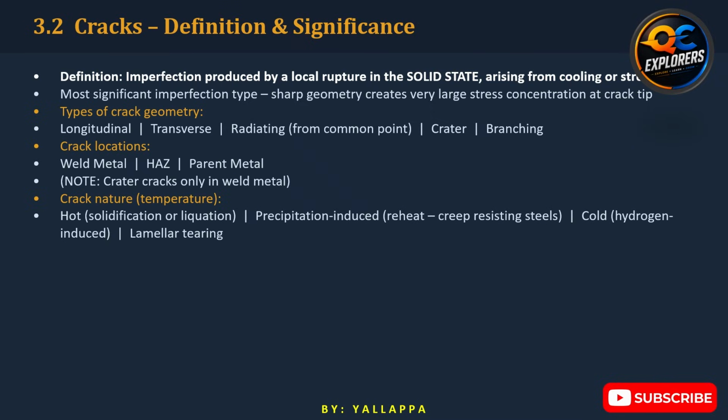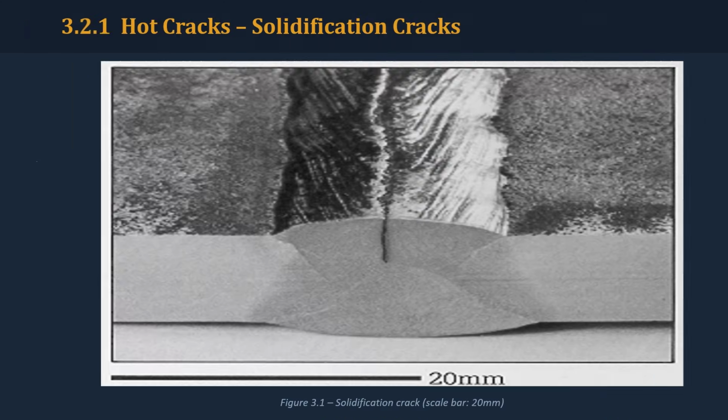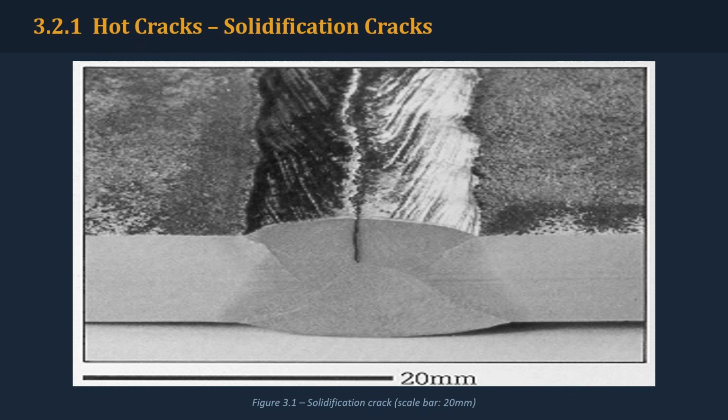For the CSWIP examination, one of the most important distinctions is between hot cracks and cold cracks. You should know when they form, where they occur and what conditions promote them. We will begin with hot cracking and solidification cracks. The photograph on this slide shows a solidification crack. The first feature to notice is its location. It occurs in the weld metal, commonly along the centerline of the weld.